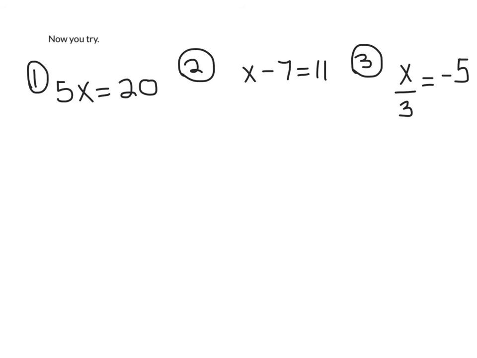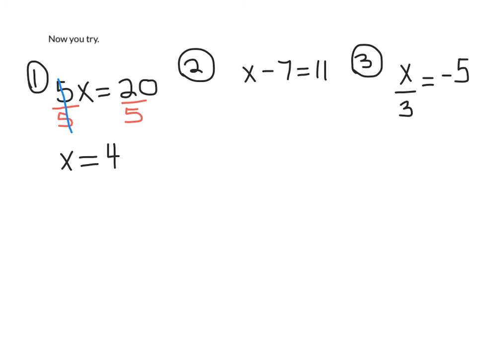Welcome back. Now, the first one, we have 5 multiplied by x is equal to 20. The opposite operation to multiply is divide. So we are going to divide both sides by 5. The multiply and the divide cancel each other out. We're left with x is equal to 20 divided by 5 is 4.